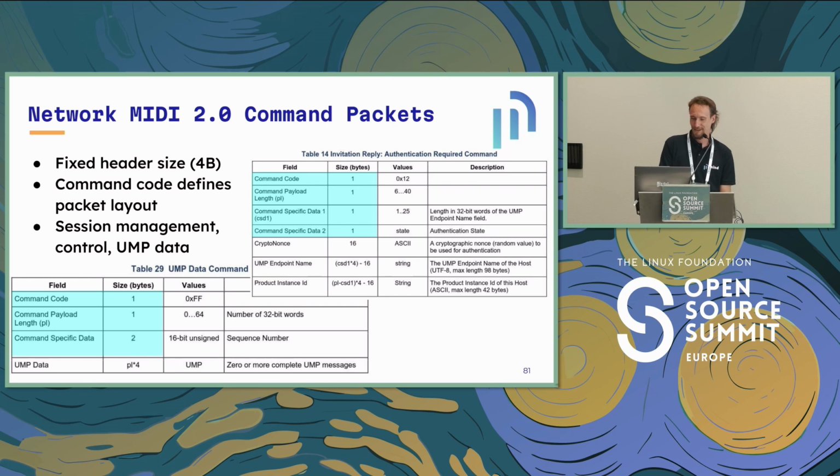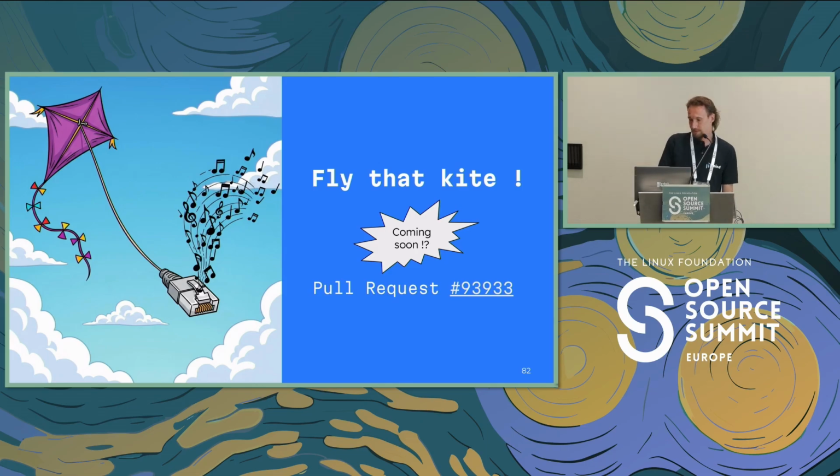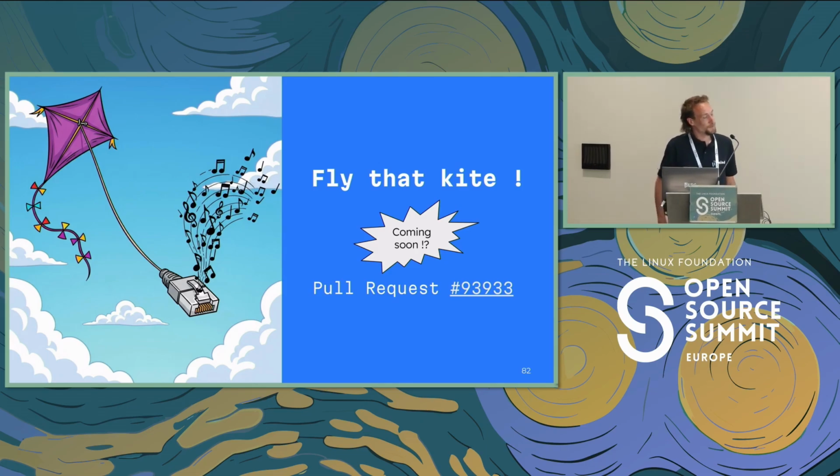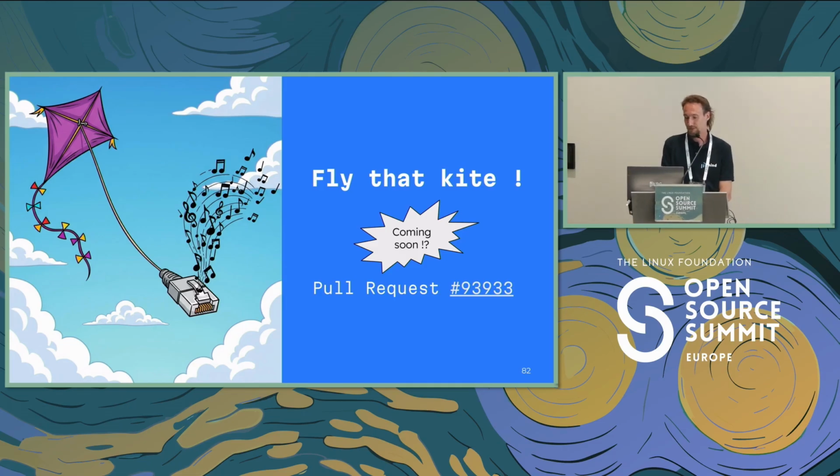So we have 2 different packets on the top right: the authentication required, so when the host tells you, you must authenticate. And on the bottom left, we have UMP data. So this is new in Zephyr. It's still being reviewed. It's pull request number 93923. And I hope we can get that soon in Zephyr, maybe 4.3, I hope.